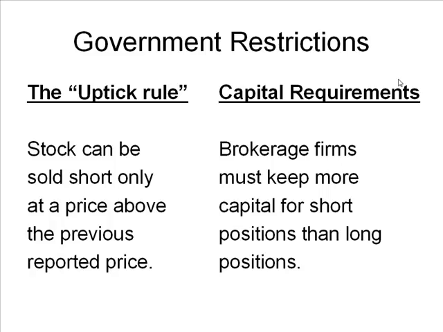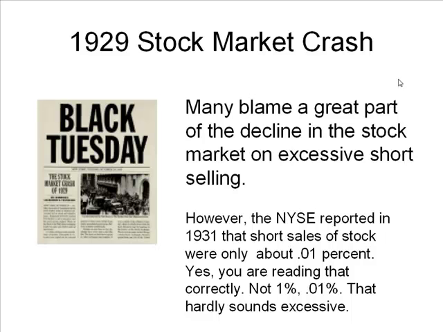The other thing is capital requirements. The SEC typically requires that brokerage firms keep a lot more capital for short positions than they do for long positions. Now, let's take a look at the facts and where these came from. Essentially, it came from the Great Depression and the 1929 stock market crash. And many folks do blame a great part of the decline in the stock market on excessive short selling. However, the facts don't quite support this conclusion.